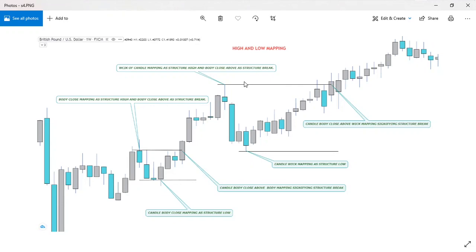Also, we have the wick of the candle mapping as structural high and body close above as structural break. Simply what it means is that we map out the wick as a structural high, and only when price comes and closes above the high, the body close above the high, that is when we say that the structure has broken.